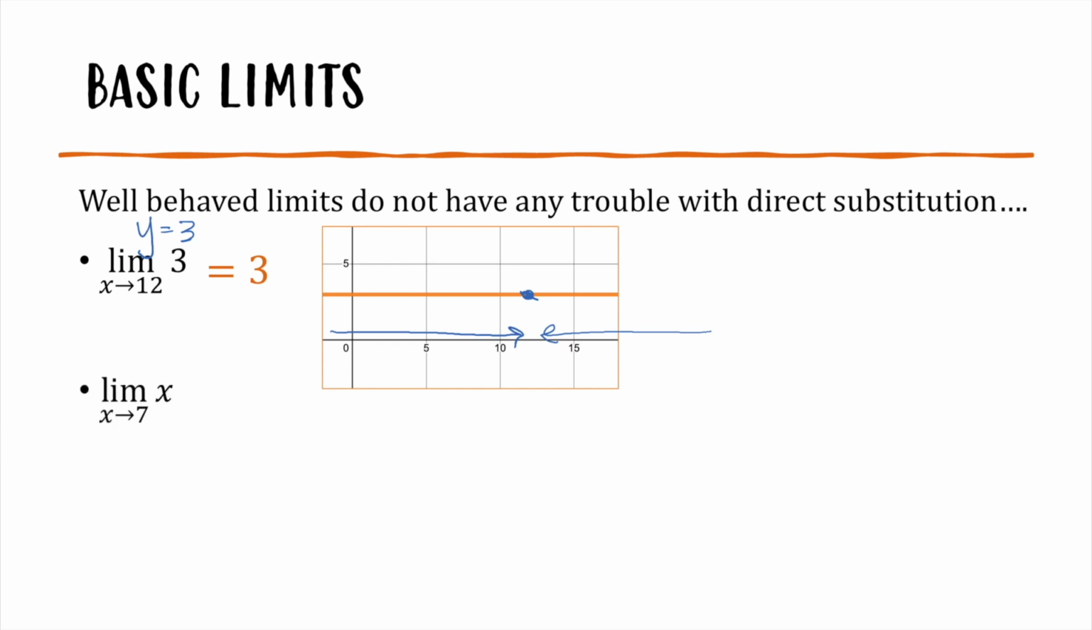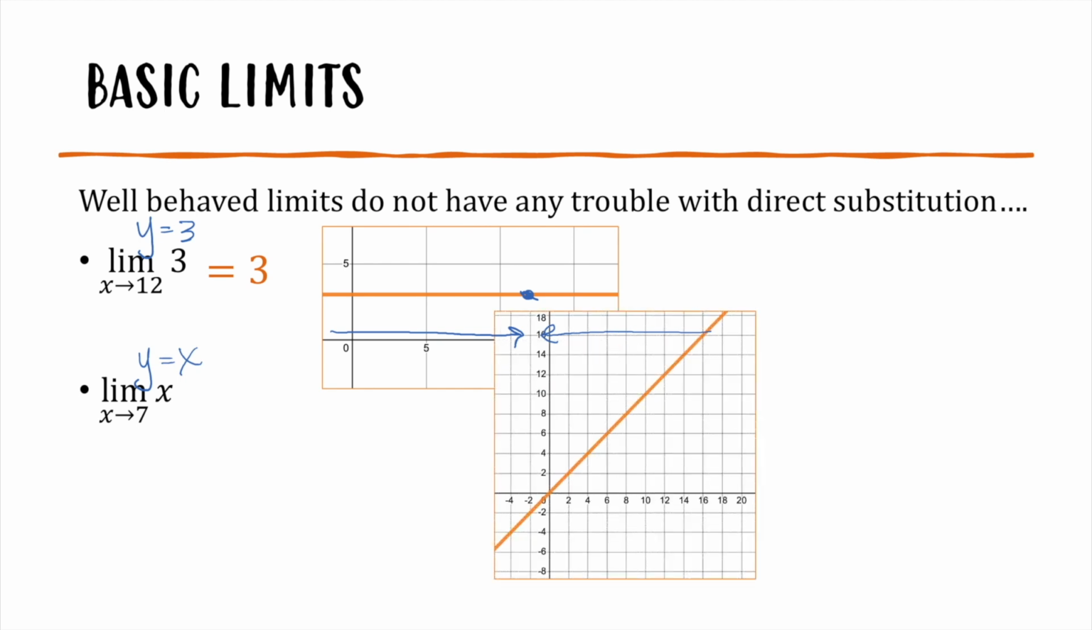What about the limit as x approaches 7 of x? Again, we're talking about the line y equals x. So there's the line. As we approach the x value of 7 from the left, and as we approach the x value of 7 from the right, we're getting closer and closer to 7. In other words, take 7, plug it in for x. Okay, so the limit as x approaches 7 of x is 7.